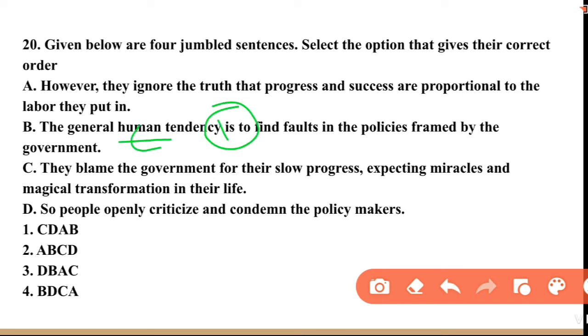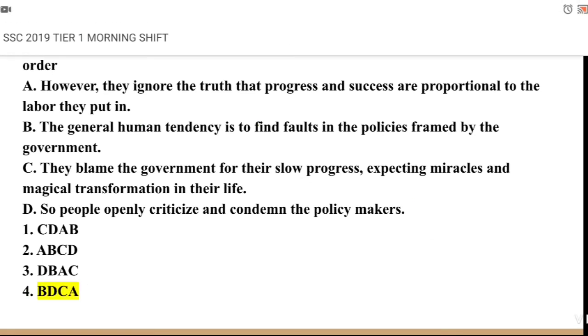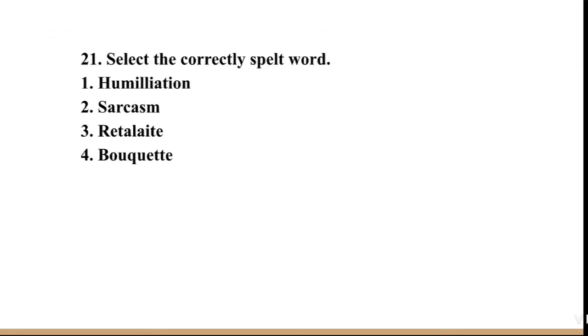They blame the government for their, so B, this would be the answer, because there is only one option starting with B. B, D. So people criticize the policymakers. C, they blame the government for the slow progress, and this would be the last. Okay, so option number 4 is the right answer.